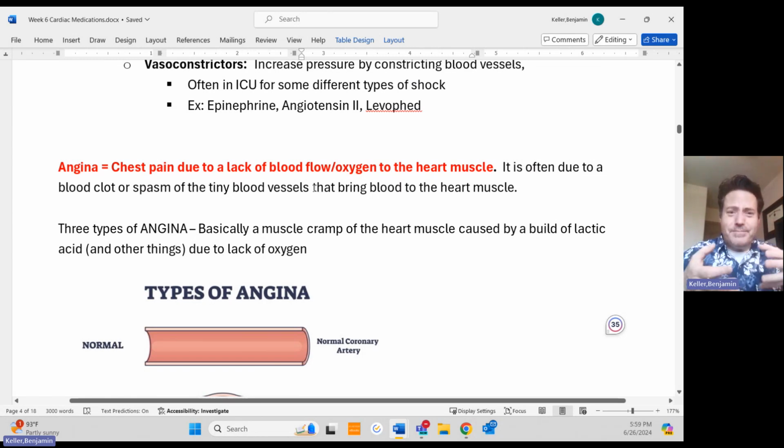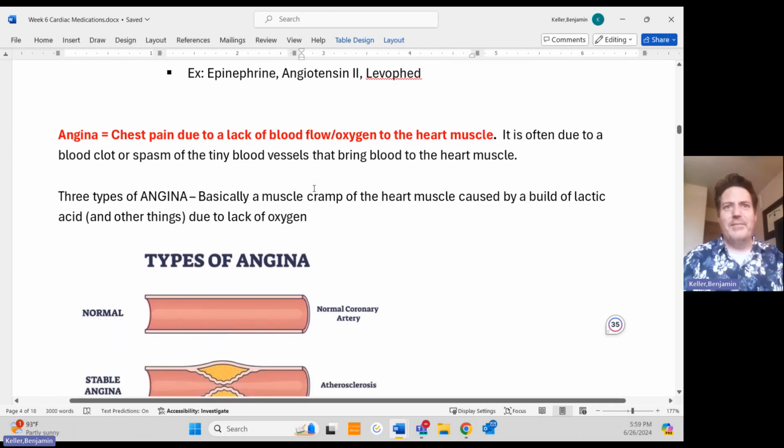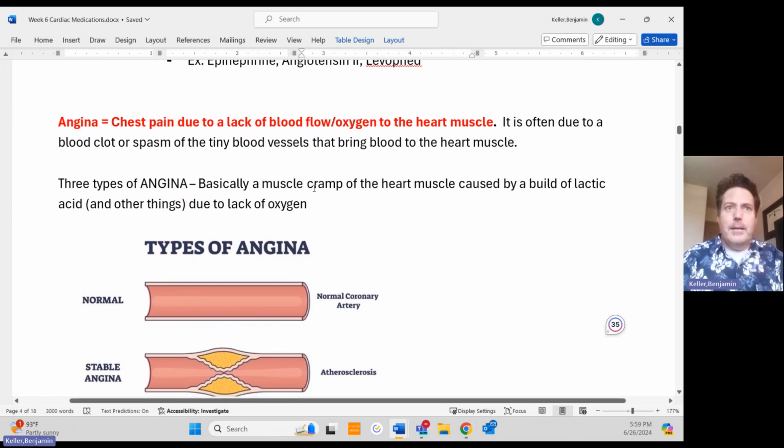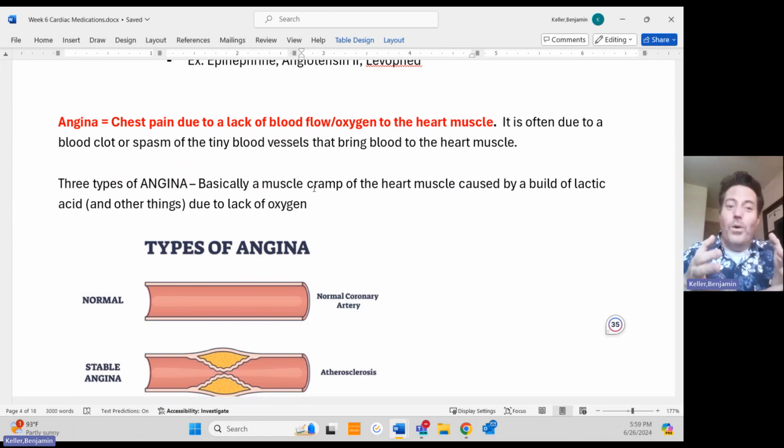It gets blood and it needs blood too, just like all the other organs and all the other muscles that we have. It needs a lot of blood. And so it has its own little blood vessel network. And these are the ones that get clogged that cause myocardial infarctions. When these things get blocked, people die from an MI, or myocardial infarction, from death of the heart tissue. So angina is a muscle cramp. It's chest pain, and it's basically a muscle cramp that's caused by a lack of oxygen to the heart muscle.